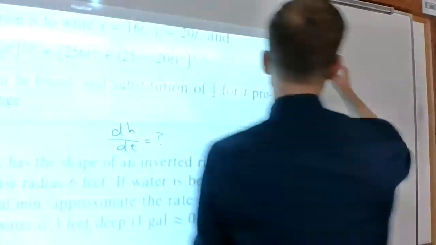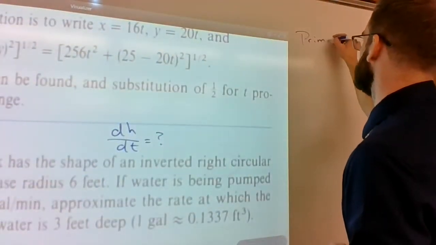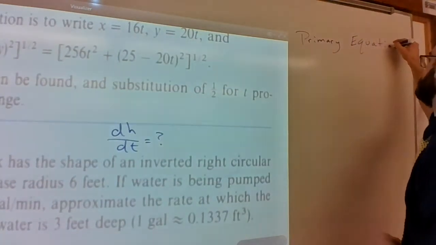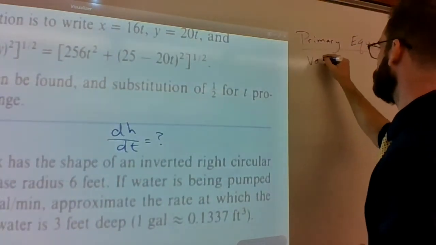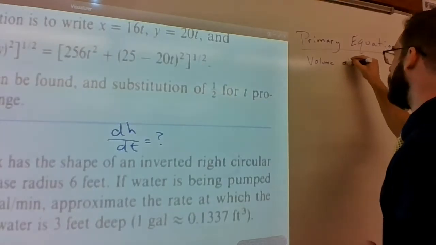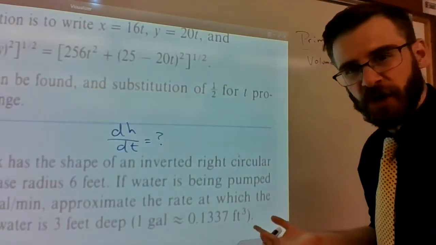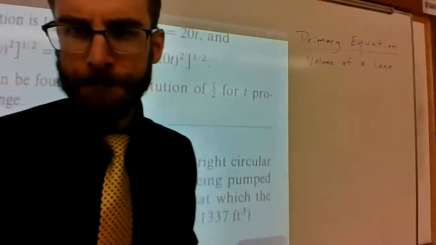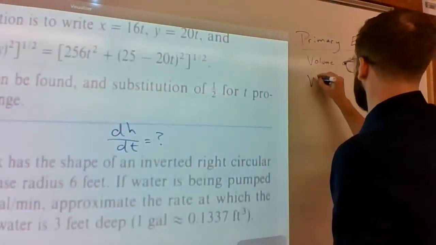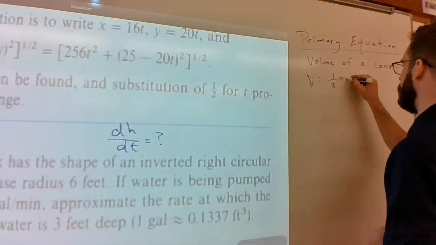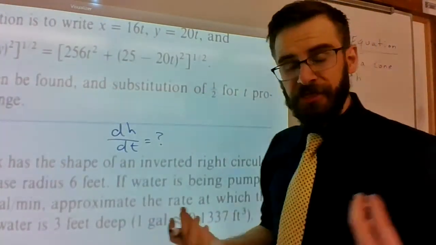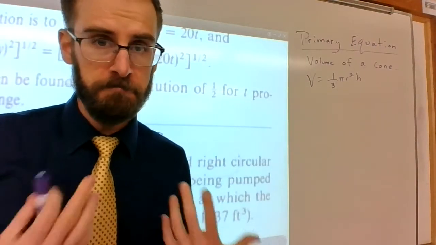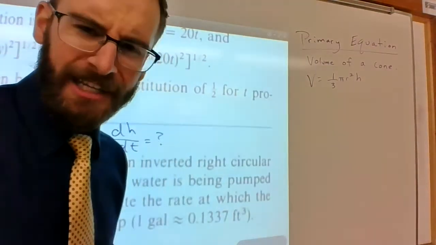So here's what I'm going to do. I'm going to start out with my primary equation. The volume of a right circular cone. I'll just say of a cone. All right, can you guys see all that? Yep. That volume is 1/3 pi r squared h. It's a third of the volume of a regular right cylinder. So, interesting. We're not going to get too much into that though.